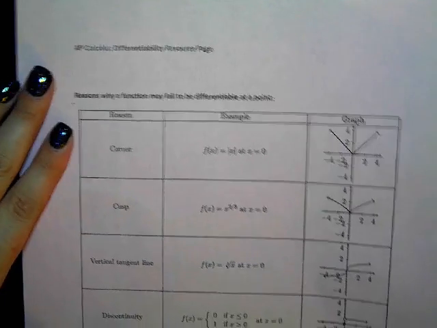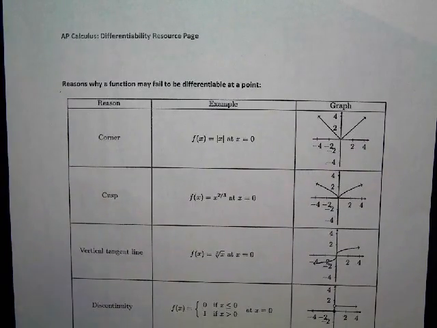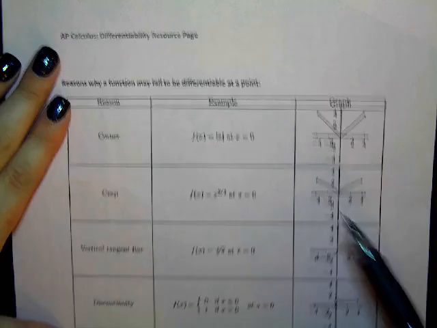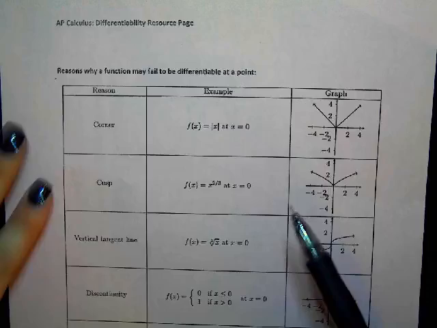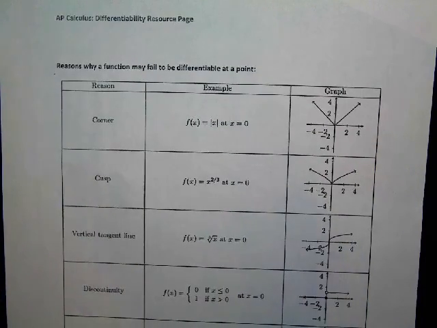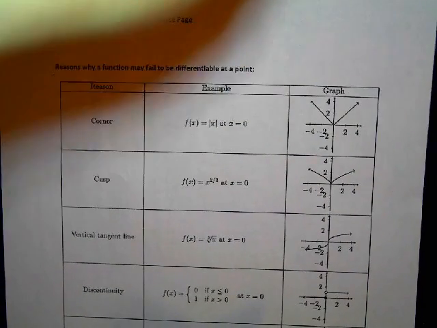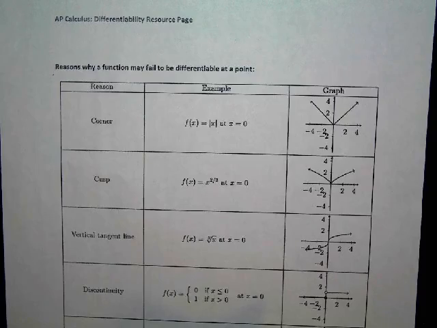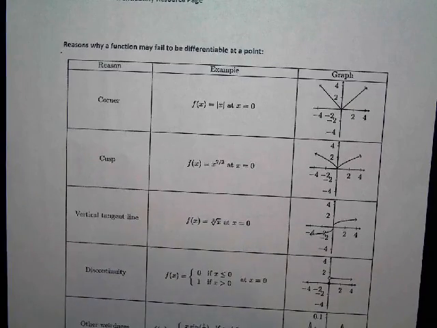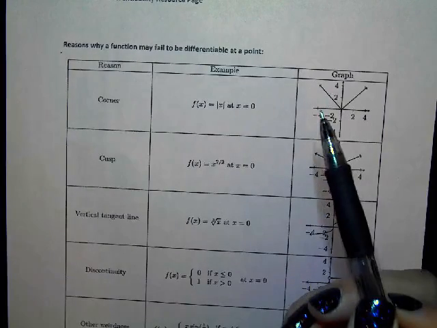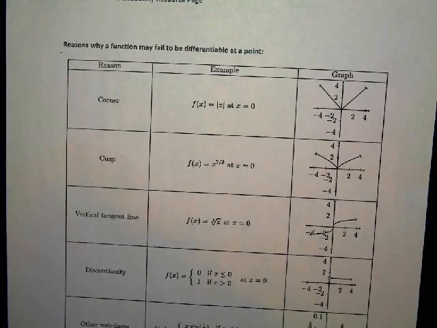Okay, so here's our pink sheet. This is just kind of a picture representation of the different things that would make something not differentiable. So differentiable is another word for if you could find a derivative or not. So this is why we could not find a derivative. So what does it mean to be differentiable?